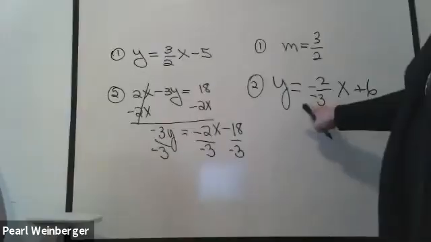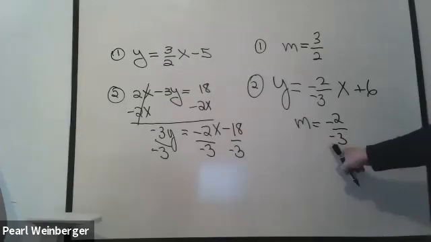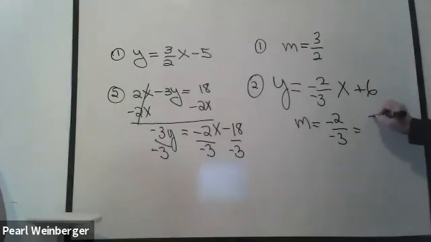Can you repeat that again? What is the slope of this line? -2 over -3. Can we simplify that? No. Remember, negative over negative is positive. That you can do. Two negatives make a positive, so it's 2 over 3.